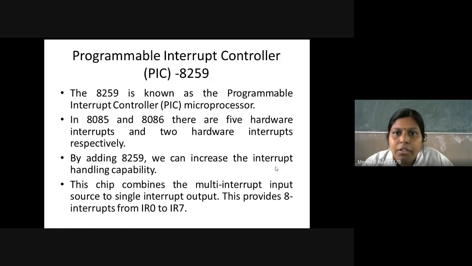Next one is 8259. You can call it a programmable interrupt controller, because the main disadvantage of 8085 is that it has only 5 hardware interrupt inputs. So if you want to add multiple devices to this 8085, you have to use a PIC, that is the programmable interrupt controller 8259. Each PIC has 8 interrupt inputs, so you can cascade multiple PICs together and extend it up to 256.